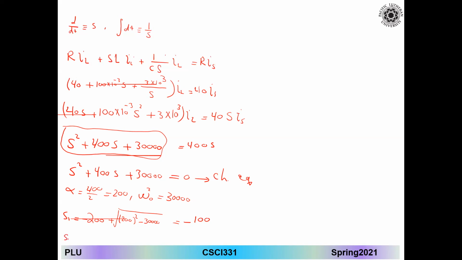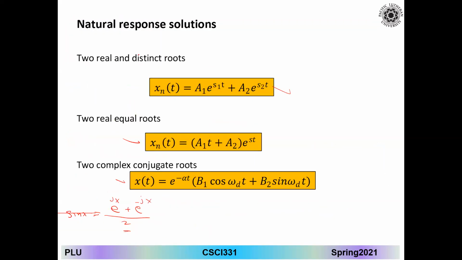And S2 is going to be the same thing, but I will subtract this one. So it's going to be minus 200 minus 100, so I end up with minus 300. Confirm that, guys, if I made any mistake, but I think it's straightforward. Any question with that? Now, if I go back to my 3 cases, I end up with 2 distinct real roots, minus 100 and minus 300. So this is my situation.